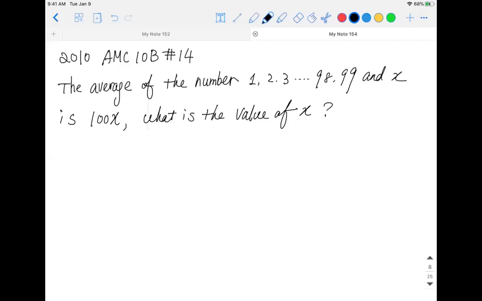Is x 50? No. Okay. Is it a fraction? It's a fraction, yeah. Is it 5,000 over 99? 5,000 over 99, no. I think the correct answer is 50 over 101. It's a calculation. 50 over 101.